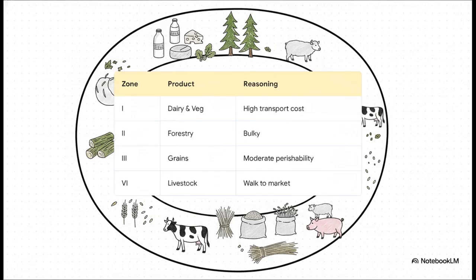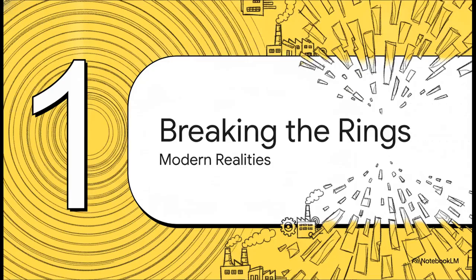And finally, way out in the outermost ring, Zone 6, you have livestock ranching. The logic here was pretty brilliant for the time. Animals obviously don't spoil easily, and, best of all, they literally provide their own transportation by walking themselves to the market. Moving on to Section 1, breaking the rings.